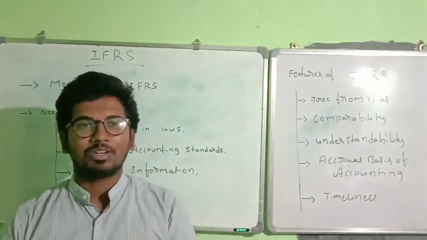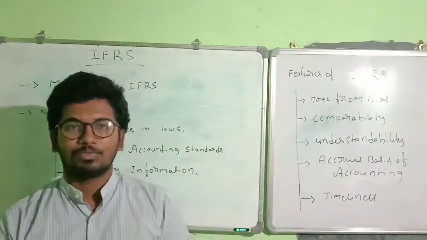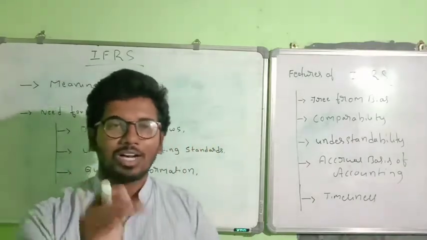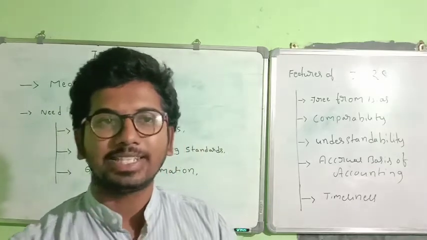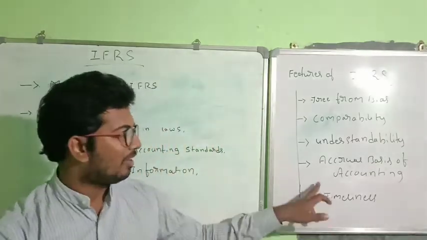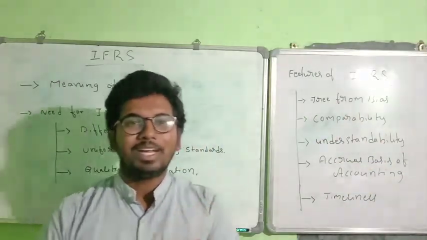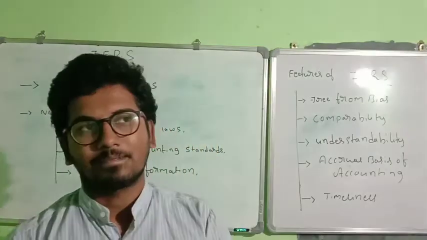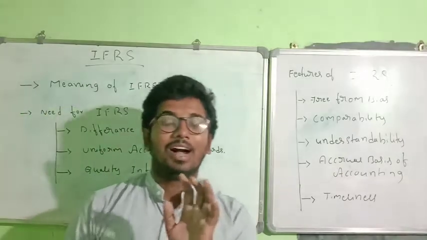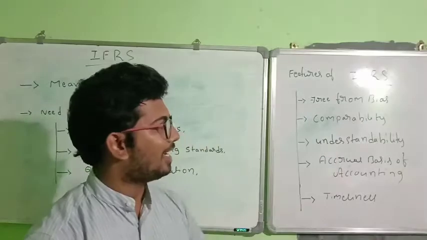If the financial reports are very, very difficult to understand, obviously there is a possibility of shifting the company or leaving that company. So whatever you prepare, it should be in an easy way. Even a common person who has a look can understand the basics. That is what we call the purpose of understandability. With the help of IFRS, we can make our accounting reports so simple and easy to understand by anyone. That is what we call understandability.